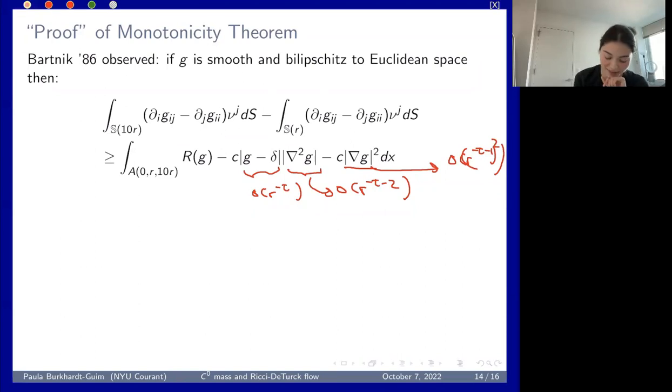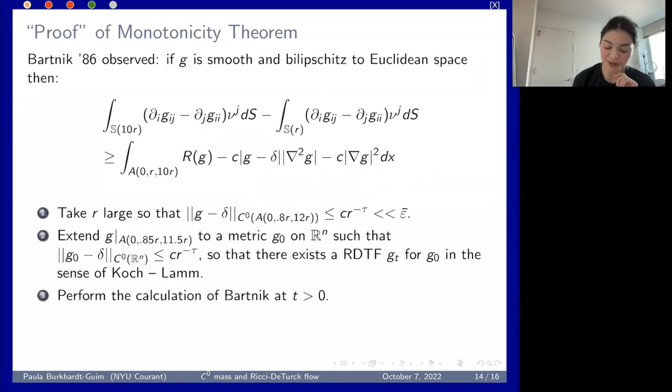Actually, maybe I will get into the details now. So what we will do is first take R, sorry, this is g in coordinates. We'll take R very large so that on this annulus of size approximately R, the metric is close to the Euclidean metric, like R to the minus tau. This is possible because we're just working on an annulus of size R. And then we restrict that metric to a slightly smaller annulus and extend it to a metric, which I'll call g0, defined on all of R^n.